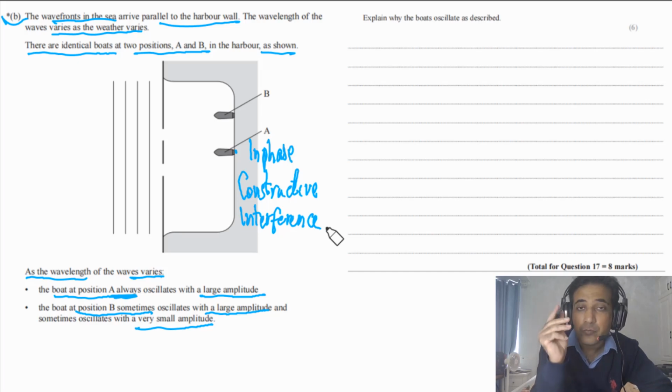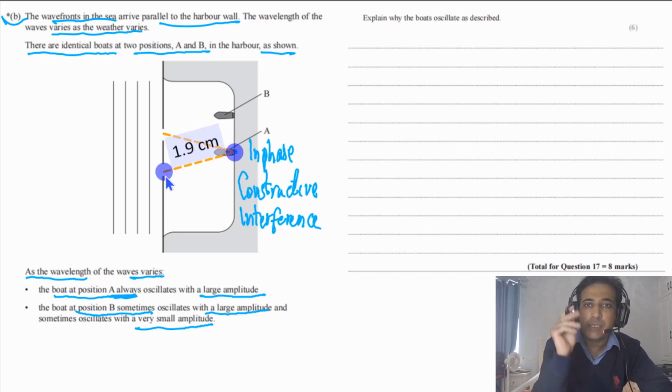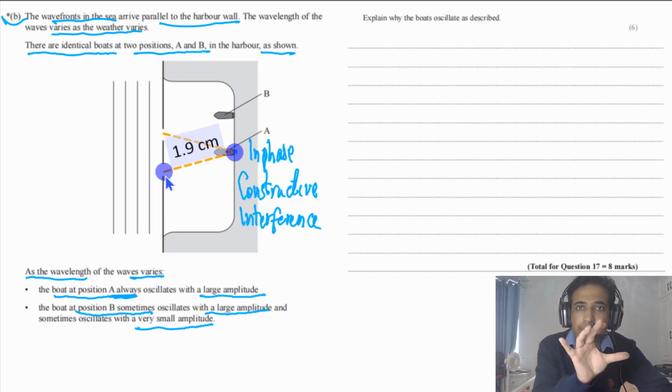Now we need to understand why there is constructive interference. If we look at the distance traveled by the waves to reach this point from gap 1 and from gap 2, this distance traveled is the same. So the path difference is equal to 0. So it means waves are always in phase.